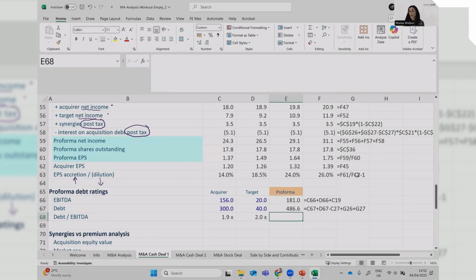And now we can look and say, well, after the deal, what's the leverage expected to be? The debt is 486.6. The EBITDA is 181. And that gives me 2.7 times.